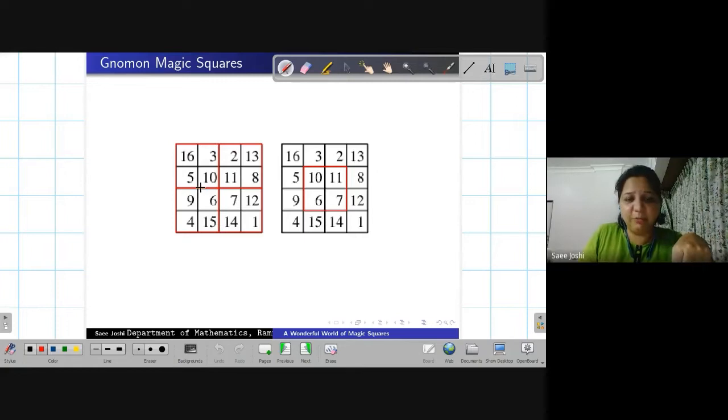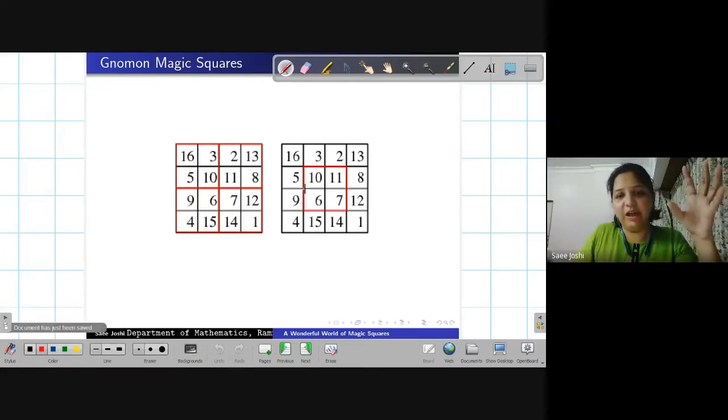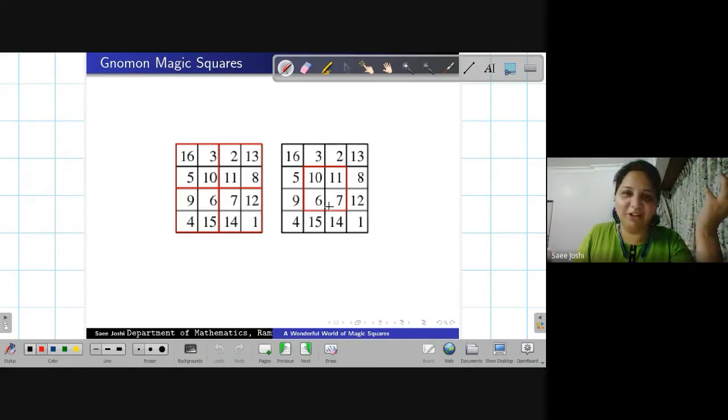So this has the peculiar property that, what was the total? Each row is 16 plus 3 plus 2 plus 13. So each row, each column sum was 34. But now if you look at this corner square, 16 plus 3 plus 5 plus 10, that is also 34. If you look at this corner, that sum also turns out to be 34. This corner sum is also 34, and this corner sum is also 34. Along with that, if you look at the middle square, 10, 6, 11, and 7, that sum is also coming out to be 34. So this is called the gnomon property for gnomon magic squares.